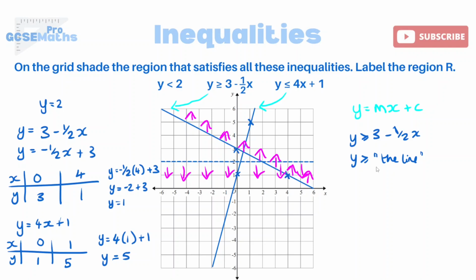Okay, and the last one we need to check was y is less than or equal to 4x plus 1, so replace that with the line. You don't have to write this down as such, but in your head, just think of it as the line. So vertically speaking, y is less than the line. It's below that line, isn't it? So this one here, we want everything below that line. So below this line.